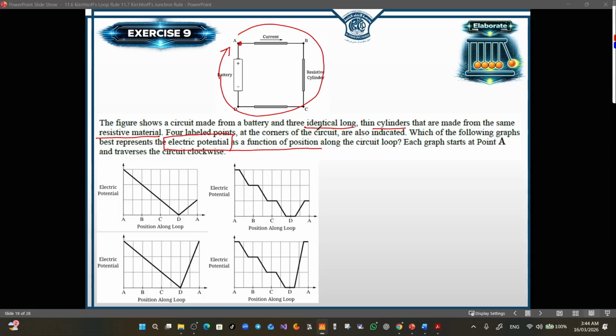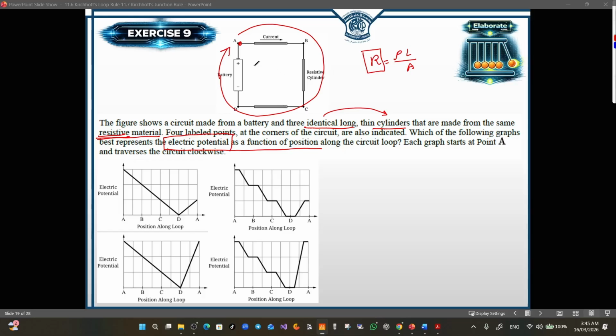Since we have three identical long cylinders with the same resistive material, remember that the resistance is given by rho L over A. So identical cylinders with the same resistivity means we are dealing with the same resistance here. Since the three resistive cylinders are identical and the circuit is a single loop, the same current passes through each one. That means the electric potential decreases by the same amount across each resistor.